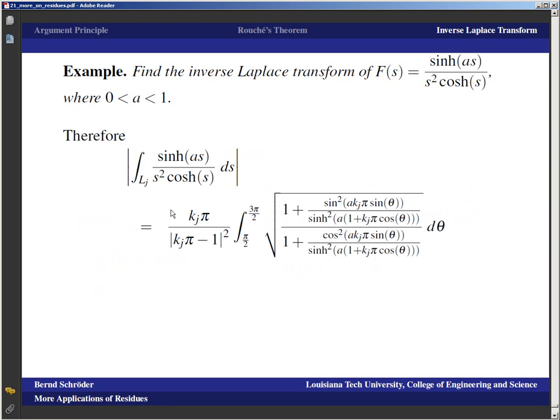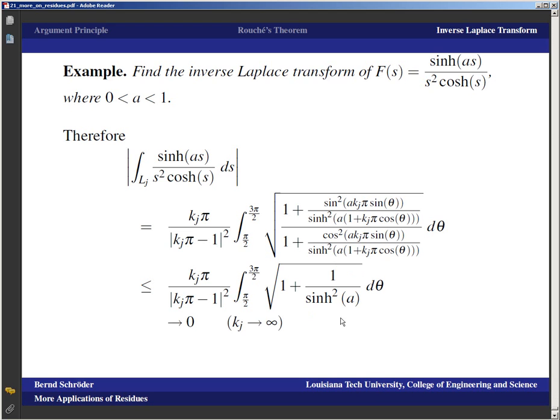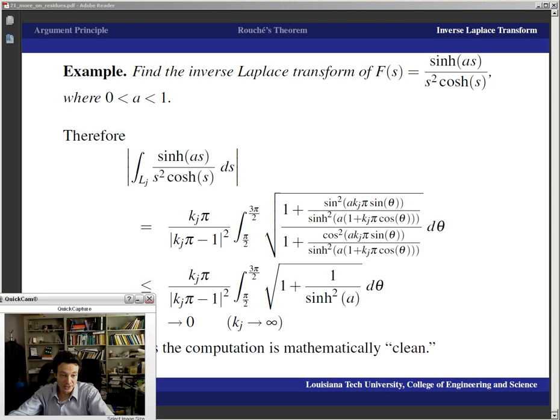And that means that the integral, which is this monstrosity here, is bounded by the number out front times the integral from pi halves to 3 pi halves of this number. And all we need to know is that this thing here is a number. And that goes to 0 as kj goes to infinity, because this doesn't depend on kj. And kj over kj, something on the order of kj squared, goes to 0. And that means that our computation is mathematically clean, and we have computed the correct Laplace transform.